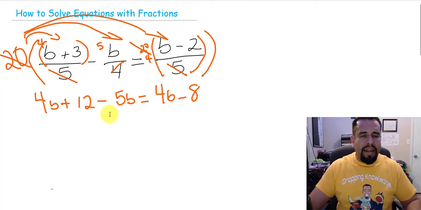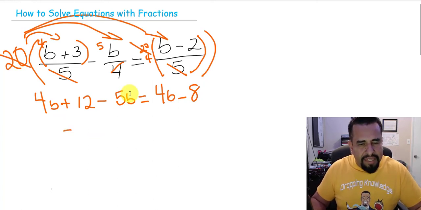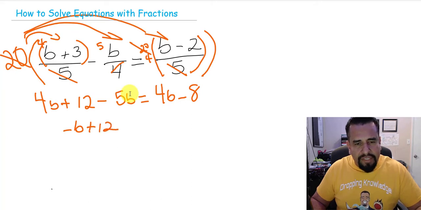Let's go ahead and combine like terms down here so we can finish simplifying. We got 4b here, and we got a minus 5b. What that's going to give me is a minus 1b, and I still have my positive 12 on this side. On this side, there's nothing to combine, so I just have 4b minus 8.